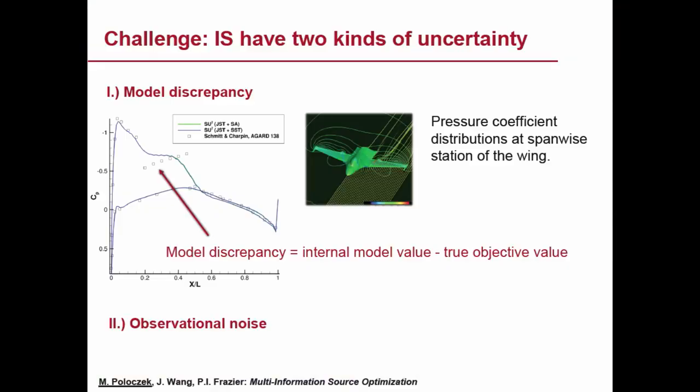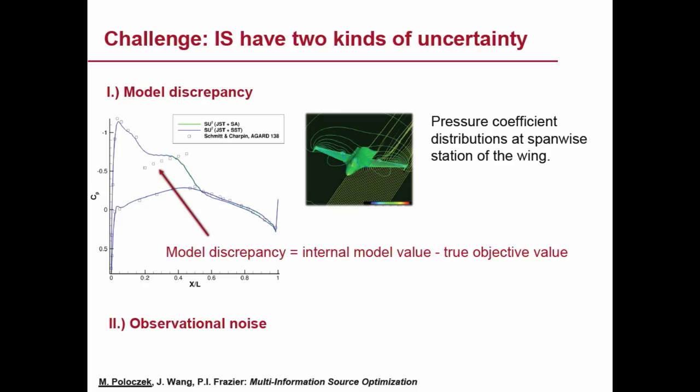The problem is that information sources are subject to two kinds of uncertainty. The first is what we call model discrepancy. Model discrepancy originates from the fact that the internal model of an information source may be inaccurate, may be biased. In the example you see here, the CFD simulation does a pretty good job, but there's an area where the observed performance deviates from the model value. This difference of the internal model value minus the true performance is what we call model discrepancy.